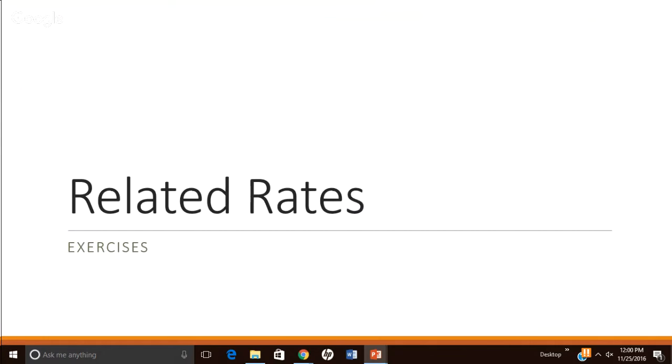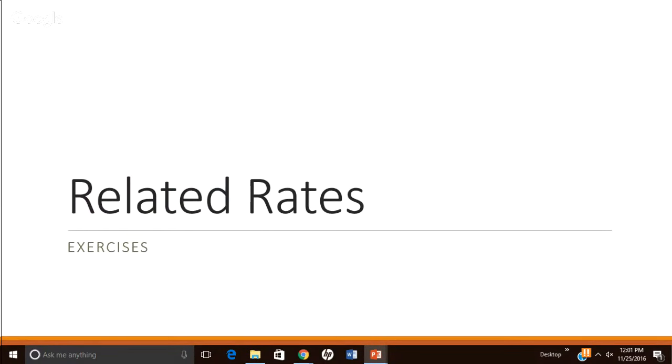So what I want to do is go through these exercises online. I have three different exercises that I would normally have you work through in class, but I'm going to do them online so that you can see them and go back to them whenever you want. The slides will be available on Blackboard for you to download. So let's go ahead and get started.